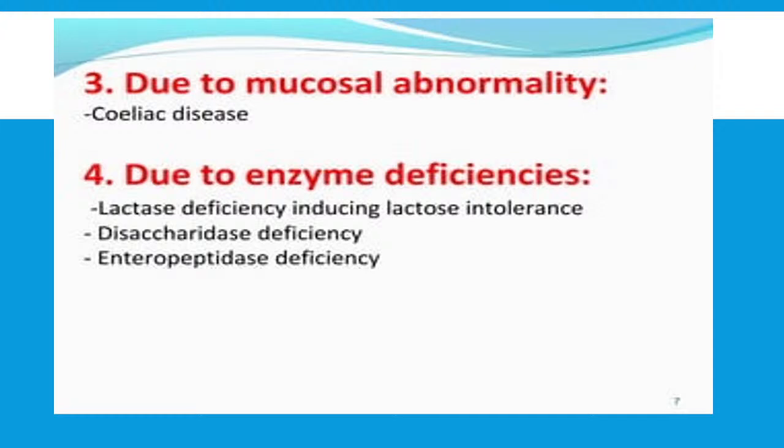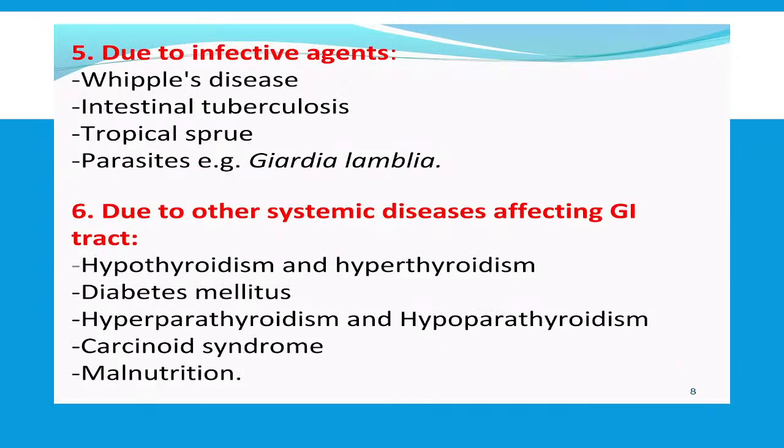Then due to mucosal abnormalities, we have celiac disease, and due to enzyme deficiencies, lactase deficiency causing lactose intolerance, disaccharidase deficiency, enteropeptidase deficiency. So whenever you deal with a patient of malabsorption syndrome or a patient with IBS, you have to rule out all these causes before labeling the patient as irritable bowel syndrome. Okay, malabsorptions are important differential diagnoses of irritable bowel syndrome.